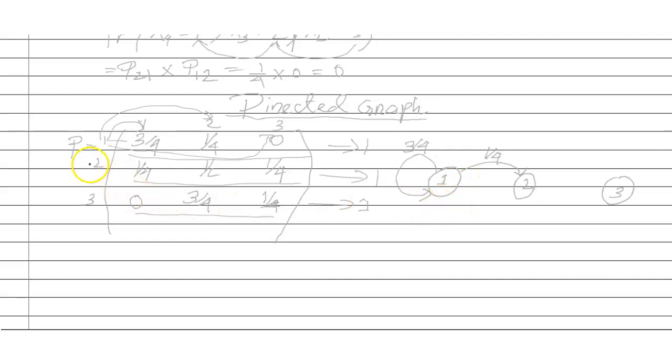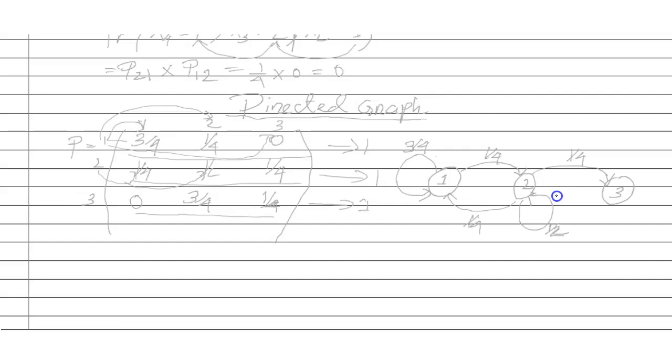Again my next journey is from 2. When I go to 1, whatever path I get, I can easily get it as 1 by 4. And when I go from 2 to 2, myself, this probability is half. And after that I go to 3, so this direction is 1 by 4.